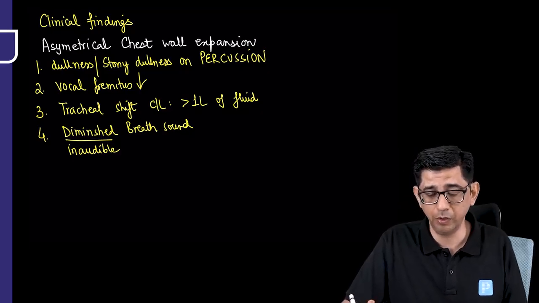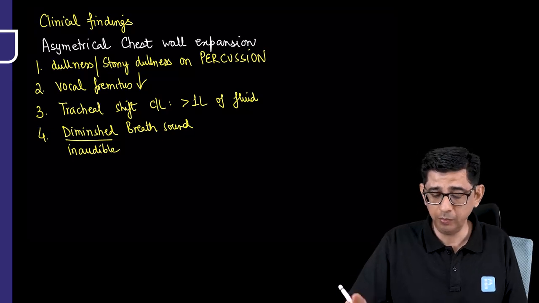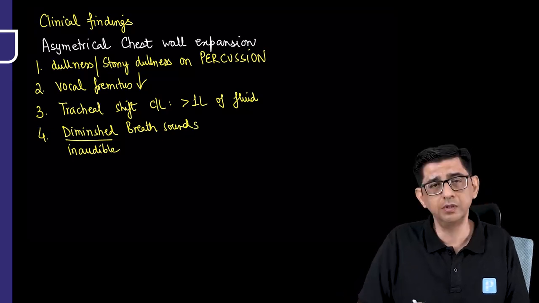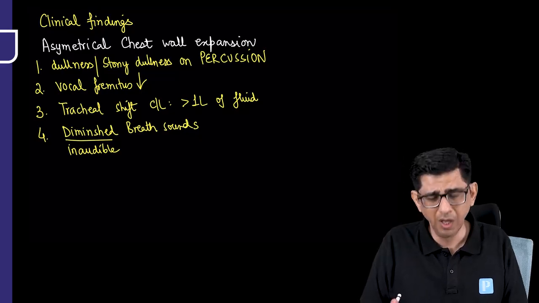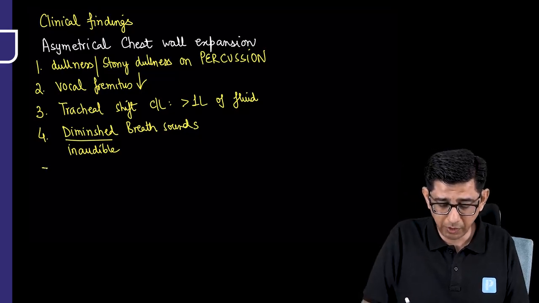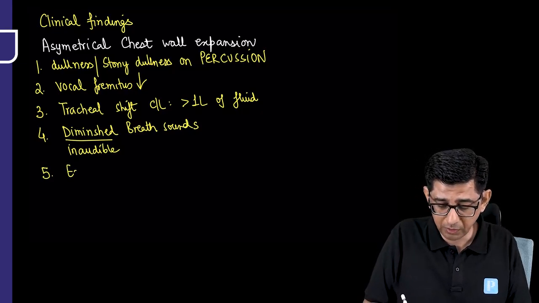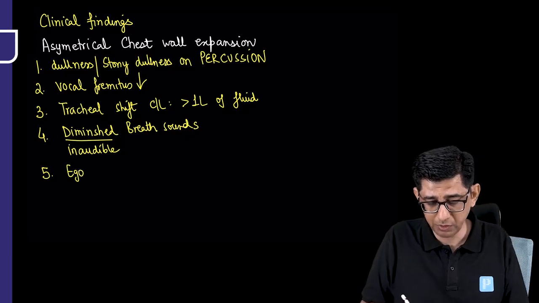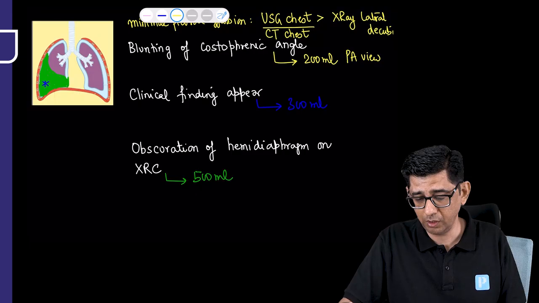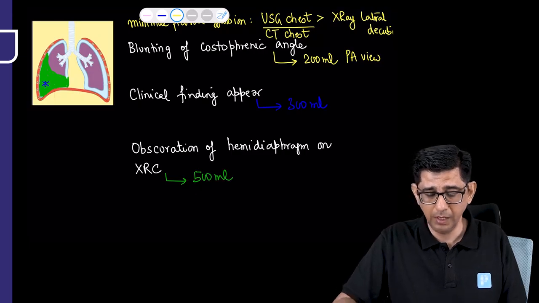Whereas if he's going to talk about stony dullness on percussion, diminished breath sounds or inaudible breath sounds, that's going to be suggestive of pleural effusion. And obviously there would be some other hints as well. So let's look at some other hints. One of the hints would be that at the upper border of the pleural effusion, so I'll just go back in my diagram and just use an alternative color to highlight this.